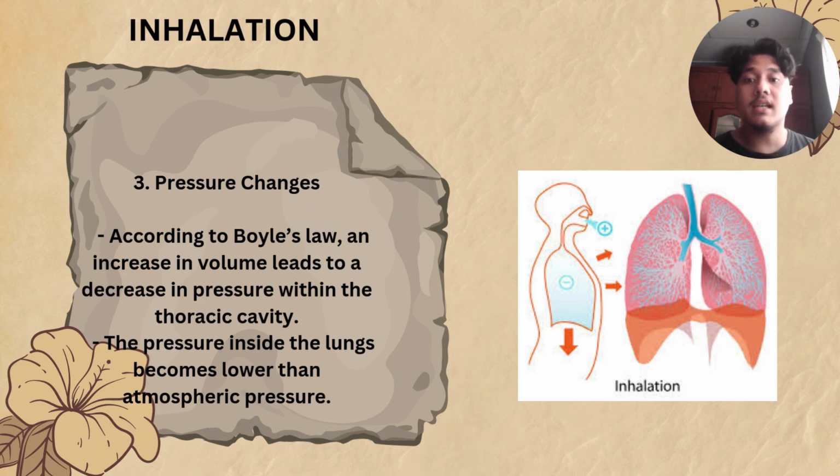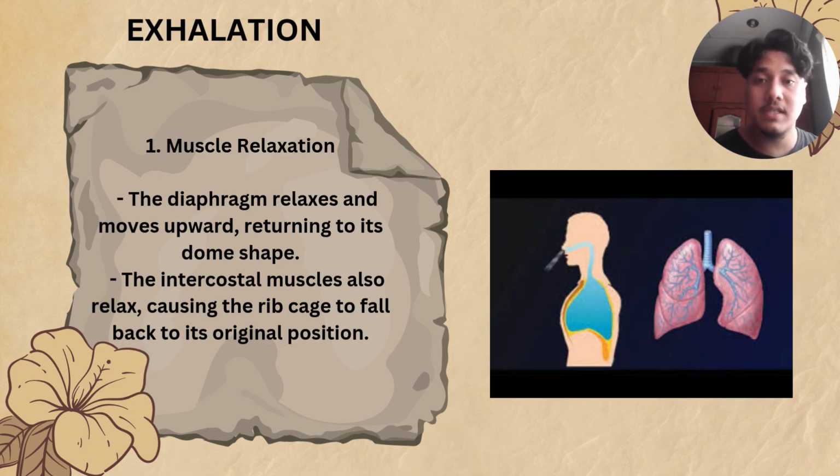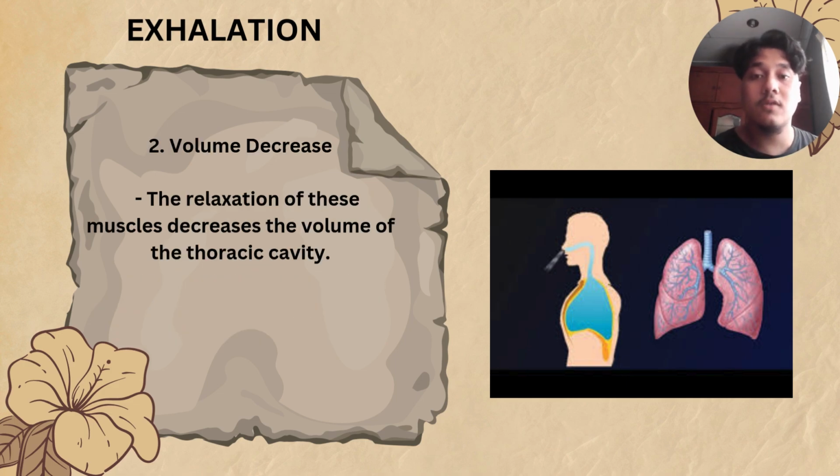And the pressure inside the lungs becomes lower than atmospheric pressure. So for exhalation, first is muscle relaxation. The diaphragm relaxes and moves upward, returning to its dome shape. The intercostal muscles also relax, causing the ribcage to fall back to its original position. Second, the volume is decreased. The relaxation of these muscles decreases the volume of the thoracic cavity.